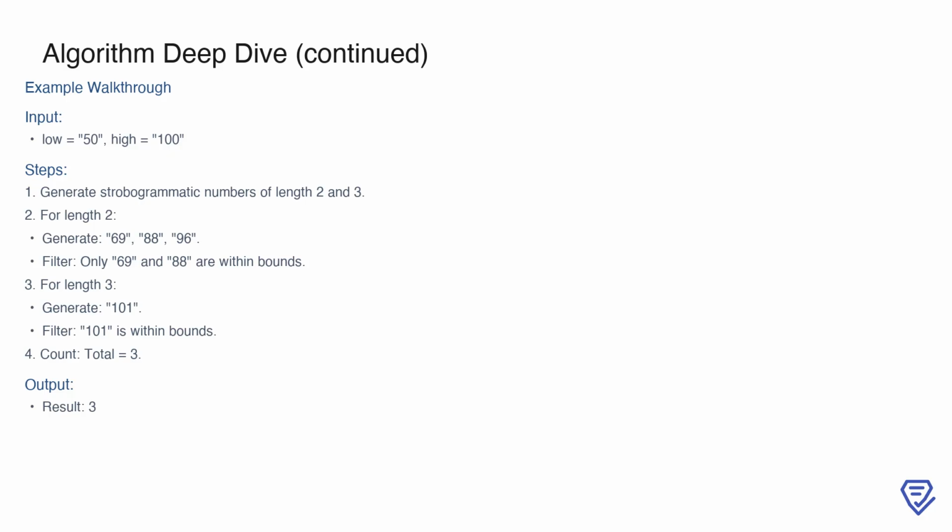First, we generate strobogrammatic numbers of lengths 2 and 3, as these are the lengths within the range. For length 2, the valid strobogrammatic numbers are 69, 88, and 96. After filtering, only 69 and 88 fall within the bounds. For length 3, the only generated number is 101. After filtering, 101 is valid as it lies within the bounds. Summing up, we count a total of 3 valid strobogrammatic numbers, 69, 88, and 101. The output for this example is therefore 3, demonstrating how the algorithm handles generation, filtering, and counting effectively.